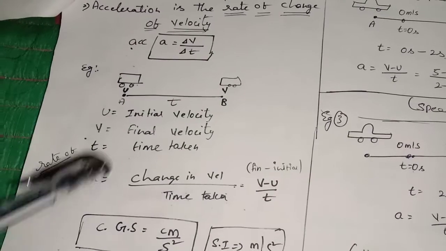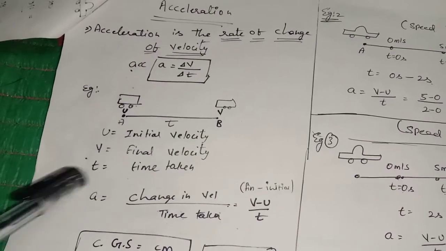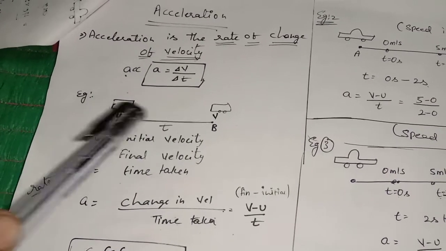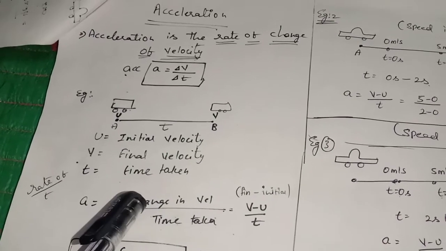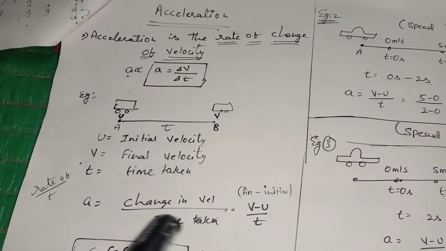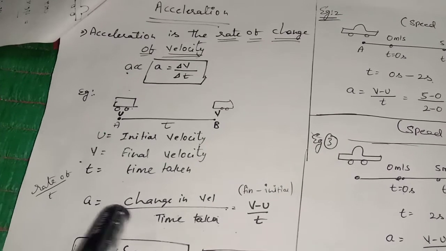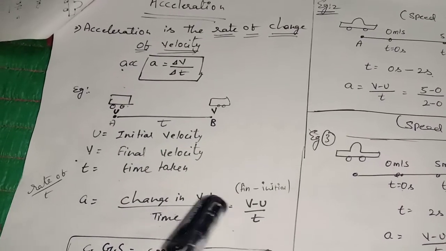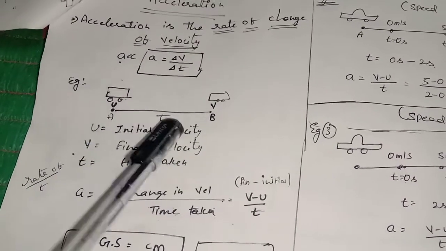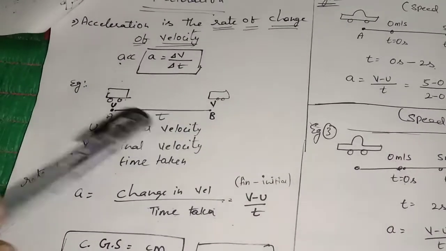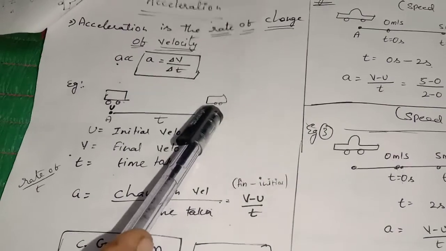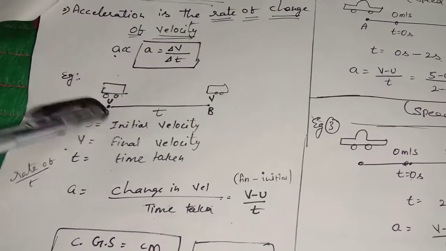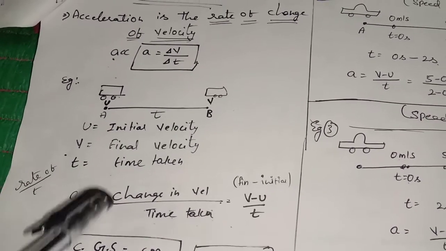So what is meant by acceleration? Acceleration we will represent with the letter a. So how to find acceleration from A to B? a is equal to change in velocity by time taken. How do we calculate change in velocity? That is V minus U, final velocity minus initial velocity, divided by time. We will get the acceleration.